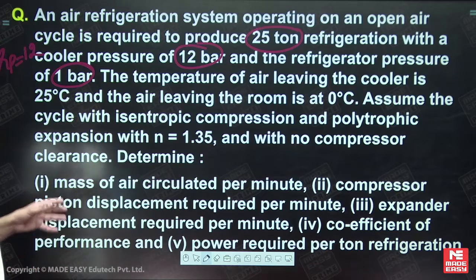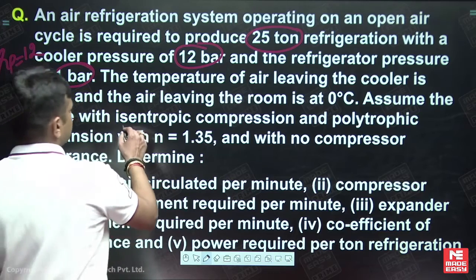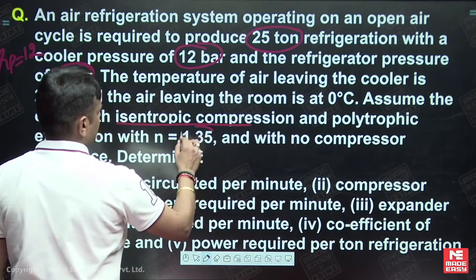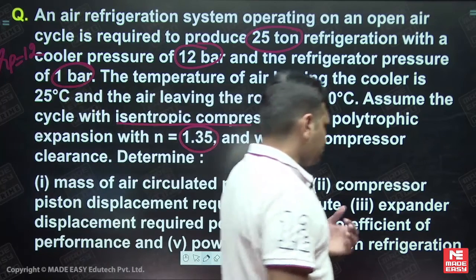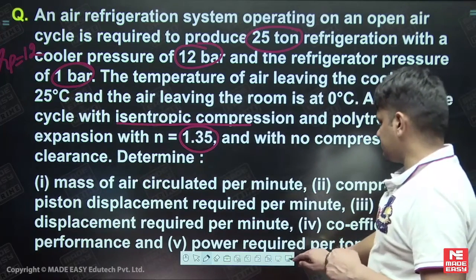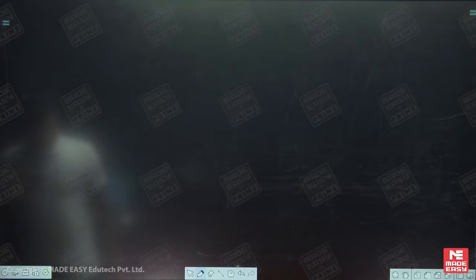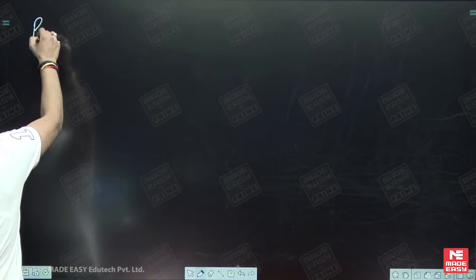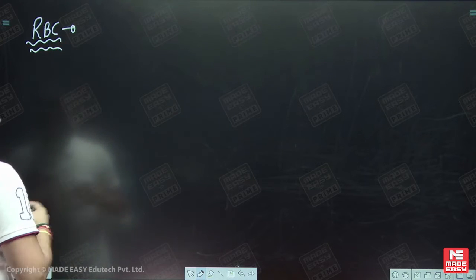The temperature of the air leaving the cooler is 25 and air leaving the room is 0 degree, assuming the cycle with isentropic compression and polytropic expansion. So in this case the compression is isentropic, but the expansion is polytropic, with no compressor clearance. So what is the most important thing here? First I want to discuss the basic concept of the reverse Brayton cycle. So please try to listen. I will discuss this question and the possible objective questions also.